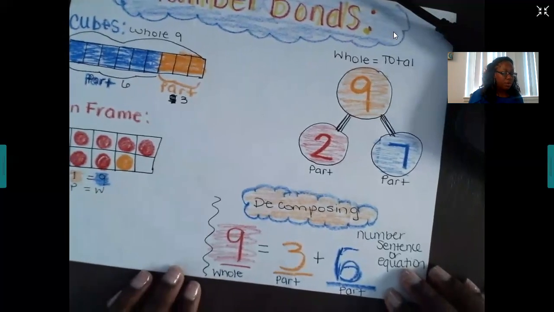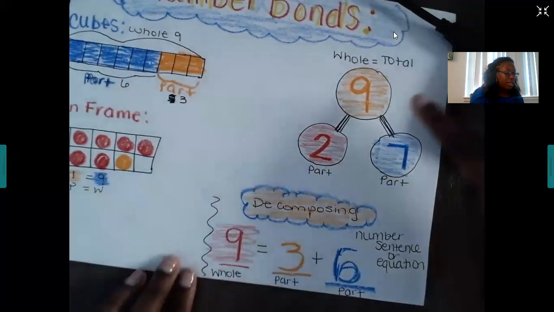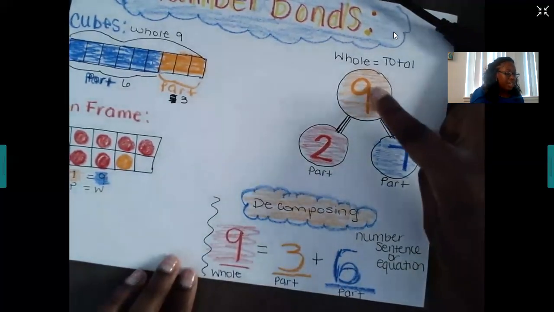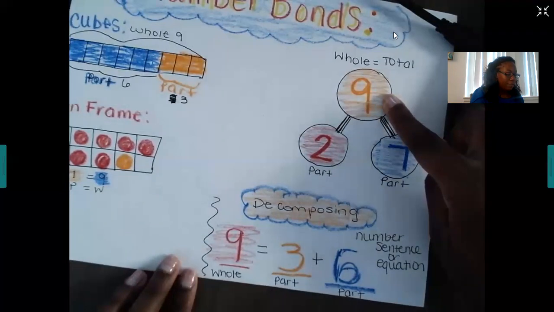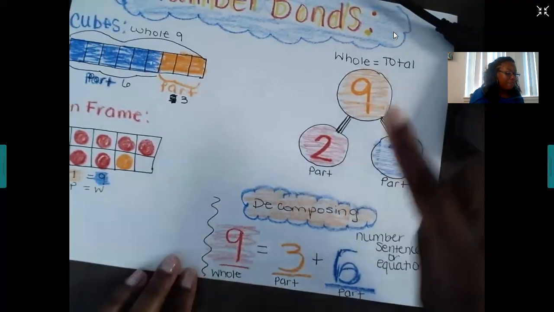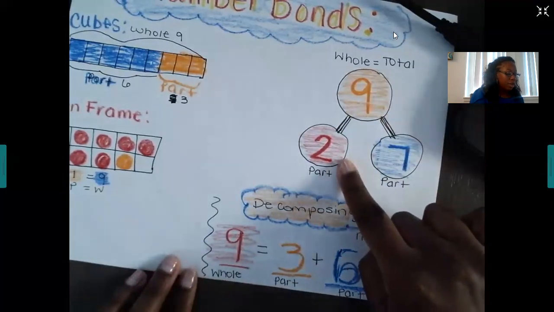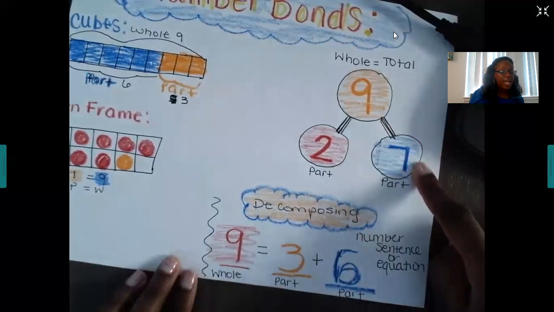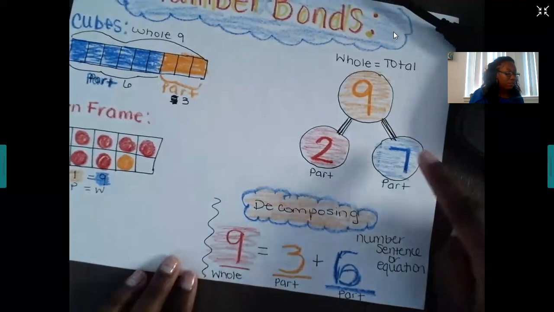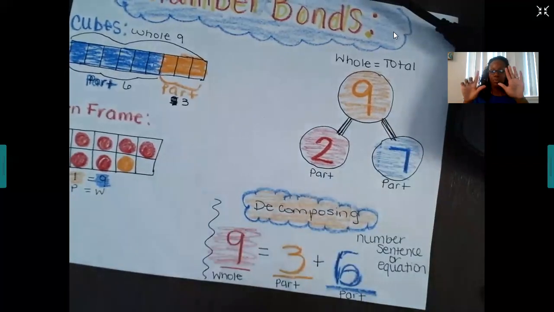Ms. Bowen wants to come over here and show you another example. Here is our whole again, 9. I've made one part of 9 be 2, and another part of 9 can be 7. If we add 7 and then 2 more, we get 9.